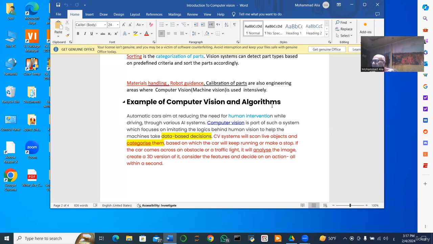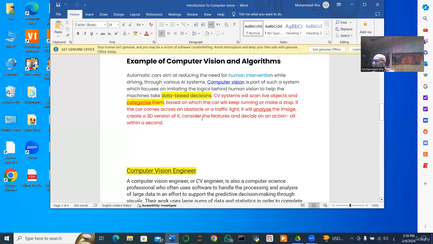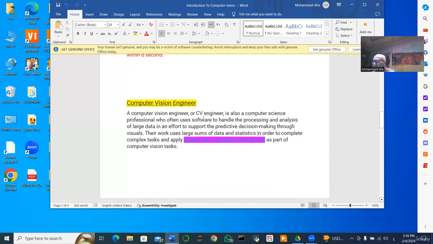And it also has to analyze the captured images, create a three-dimensional version of it, consider the features of the acquired images, and decide to take an action to stop the car or to continue moving or to decelerate the motion or any other option of decisions. This is one of the clear, important applications of computer or machine vision.